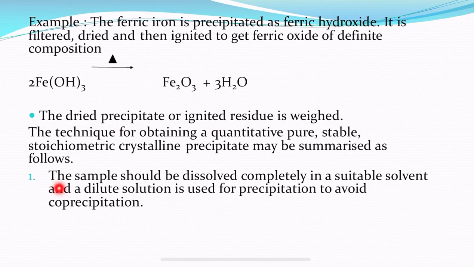So, the first point is the sample should be dissolved completely in a suitable solvent and a dilute solution is used for the precipitation to avoid co-precipitation. Okay. So, we should not use concentrated solution in precipitation titration, we should use a lower concentration or dilute solutions, because to avoid co-precipitation. What is meant by co-precipitation we will see in our next classes. So, precipitation, that separate topic is there. So, there we will see what is meant by co-precipitation.